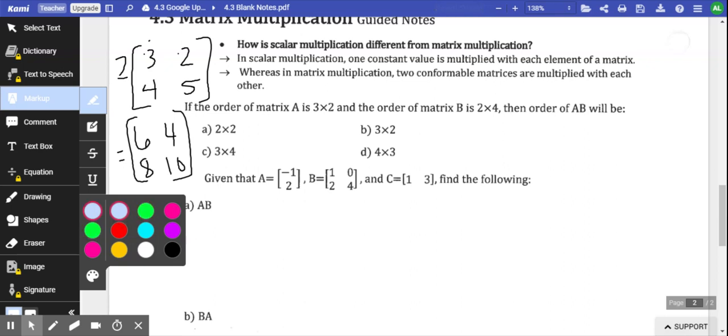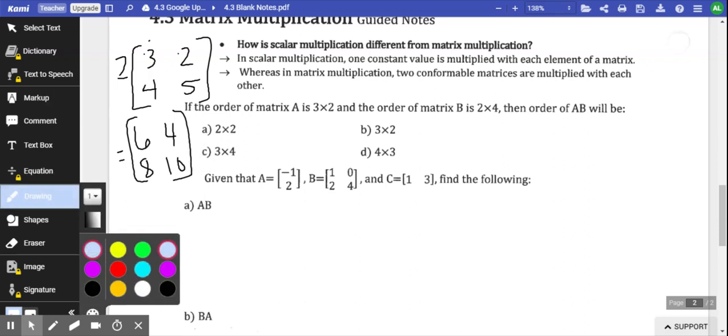So if the order of matrix A is 3 by 2 and the order of matrix B is 2 by 4, then the order of matrix A times B will be, well, you're multiplying A times B. So the 2 and 2 are the same. So your order of matrix AB is going to be the two outside numbers. So in this case, it's a 3 and a 4. So our answer is C, 3 by 4.